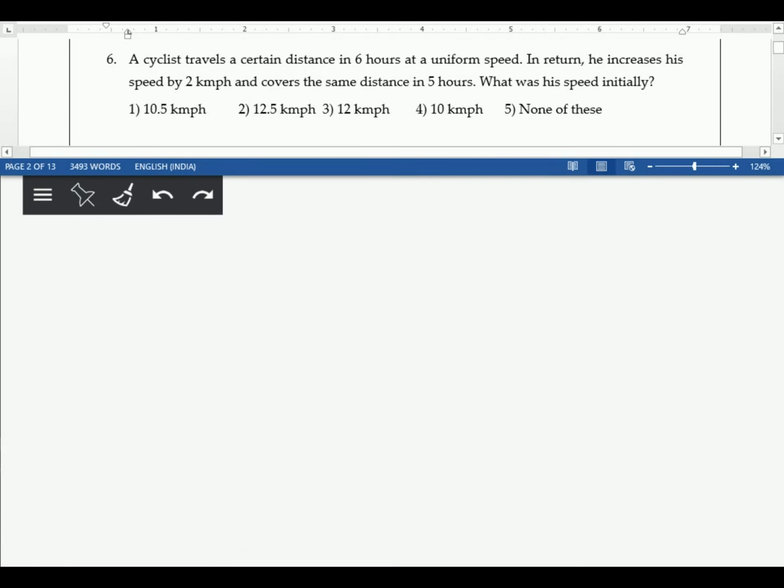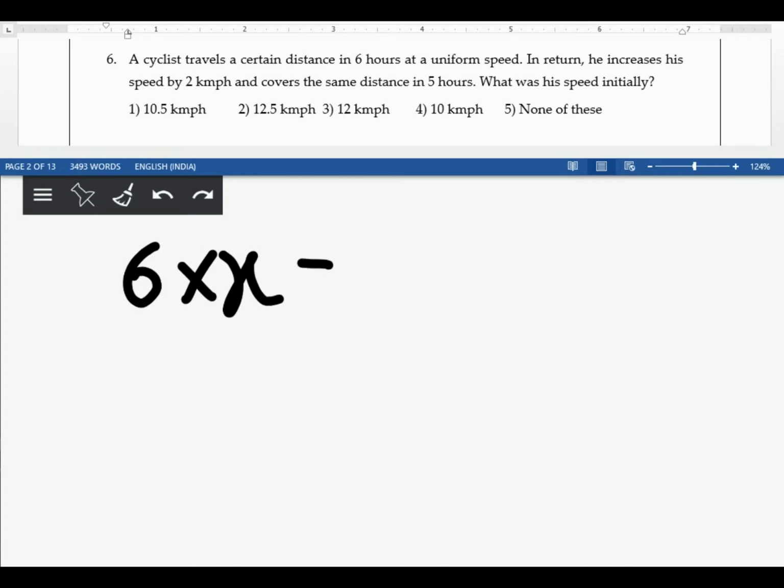A cyclist travels a distance in 6 hours at a uniform speed. In return, he increases his speed by 2 km per hour and covers the same distance in 5 hours. What was his speed initially? Let the initial speed be x. 6 into x is equal to, in return, he increases his speed by 2 km per hour, and 5 hours.